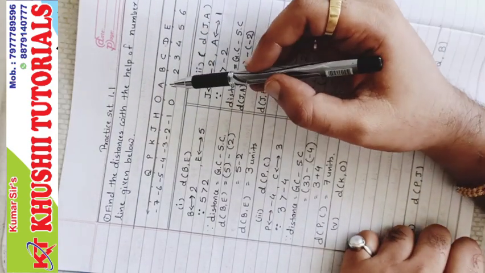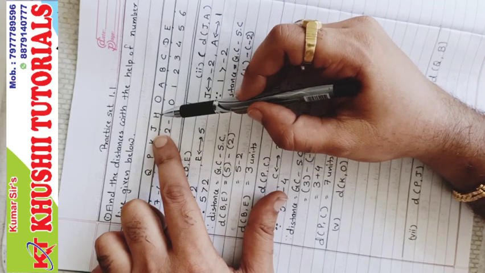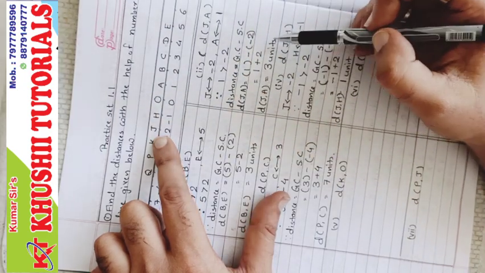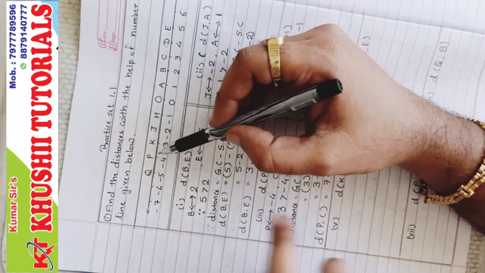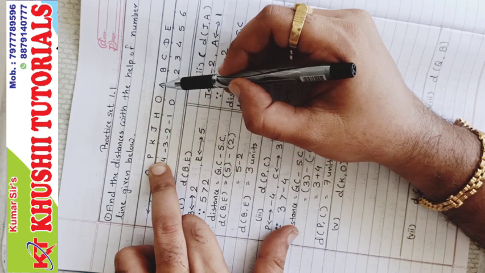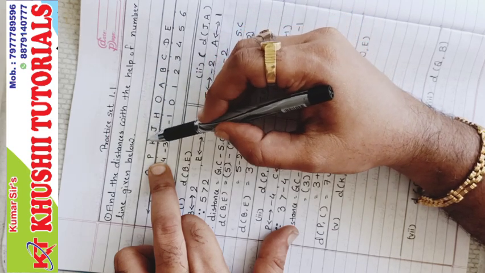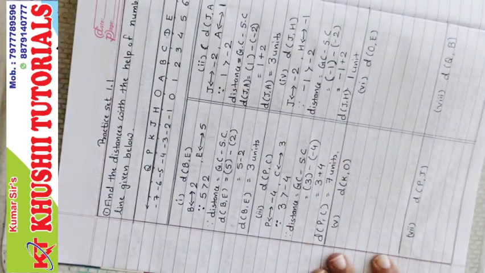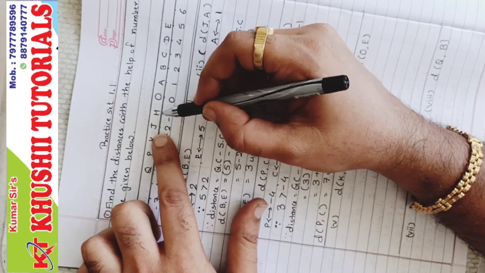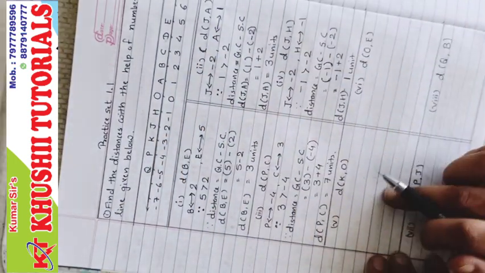Then J comma A. J is here and A is here. Let's find out the distance between J comma A. So 1, 2, 3, or 1, 2, 3, which is 3 units, which is right. Next, P comma C. So 1, 2, 3, 4, 5, 6, 7, or 1, 2, 3, 4, 5, 6, 7. So 7 units is the right answer. And J comma H. J to H, the distance is 1 unit, and from H to J is also 1 unit. So the answer is 1 unit. Let's do the next 4.